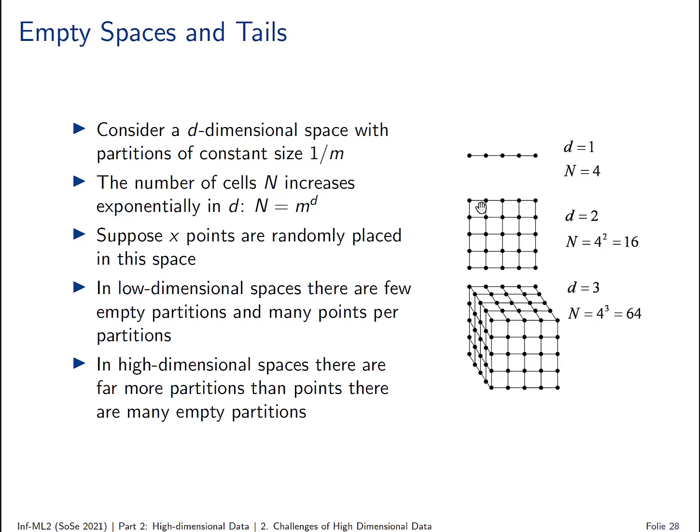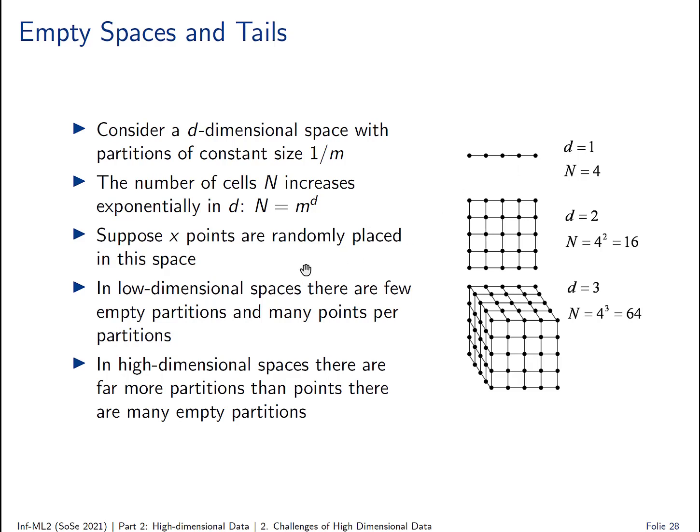So you see here that in 2 dimensions, for n equals 4, we have 4 partitions in each dimension, meaning that we have 16 partitions overall. And in 3 dimensions, we already have 64 partitions, 3-dimensional partitions, and so on. Now suppose we have, say, 10 points randomly placed in this space. In low-dimensional spaces, of course, there are very few empty partitions, because many points are somewhere in one of these partitions. So most of the partitions have actually many points in them.